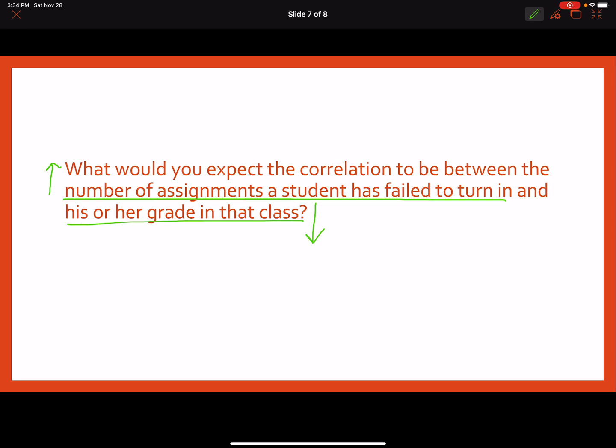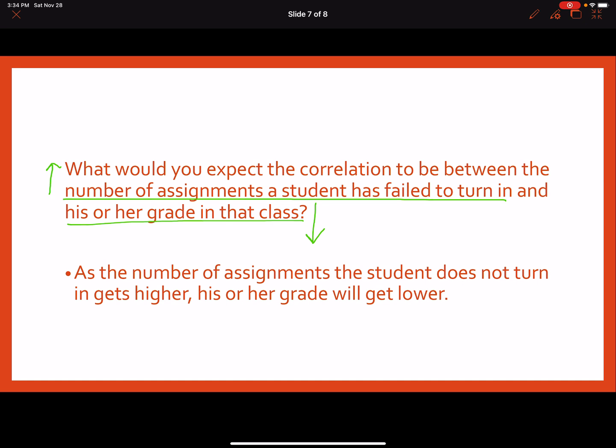Definitely decrease. So we have variables going in the opposite situation here. Looking at this relationship, as one variable is increasing, the other variable is decreasing. So we can talk about that type of relationship if we were to graph it, forming a negative correlation. So as the number of assignments the student does not turn in gets higher, his or her grade will get lower, forming a negative correlation if we were to graph that.